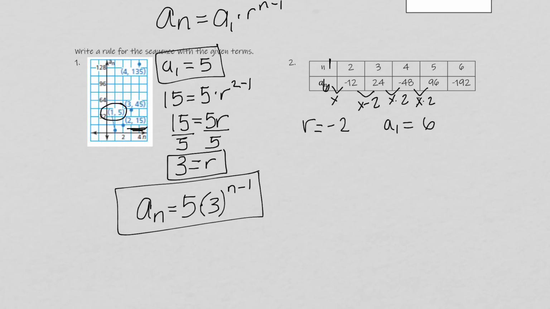I can start working my problem. I don't even have to do all those steps. Or you can follow the steps, pick 2 points, find your ratio, and go from there. But this would be a sub n would equal 6 times negative 2 to the n minus 1 power.